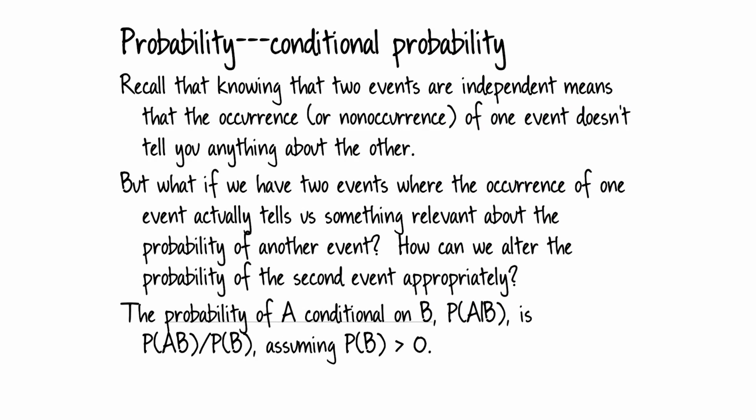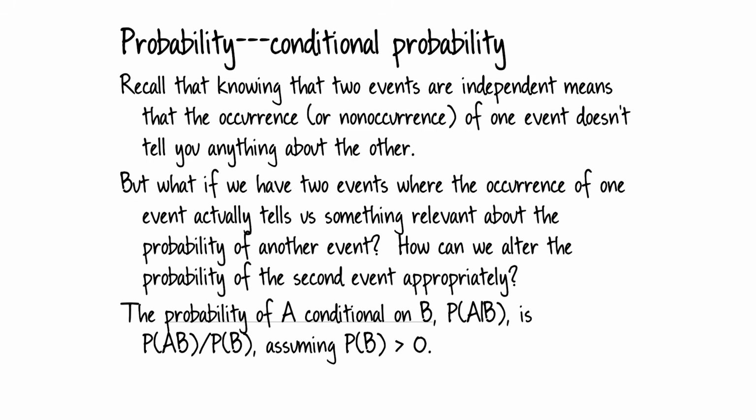Okay. So now on to conditional probability. Recall that just a minute ago when we were talking about independence, knowing that 2 events are independent means that the occurrence or non-occurrence of one event doesn't tell you anything about the other. So if I know that A occurred and A and B are independent, then the probability that B is going to occur or did occur doesn't change.